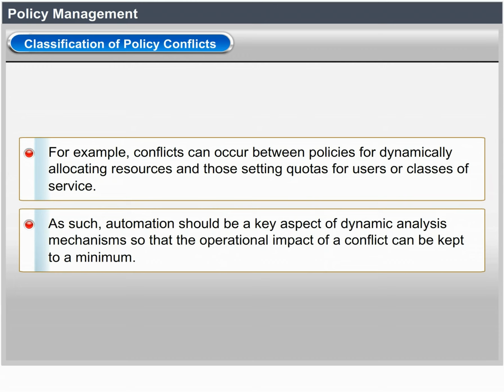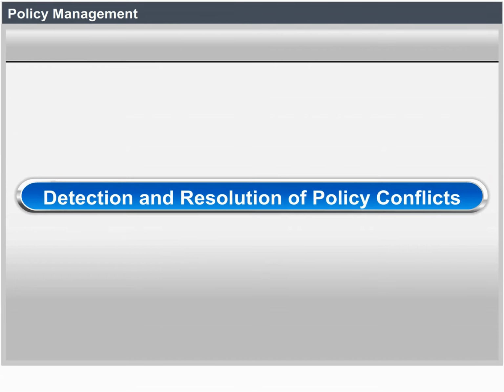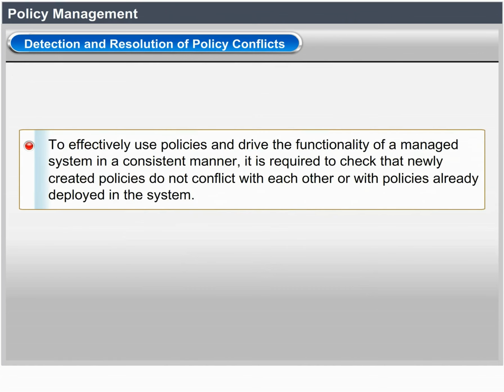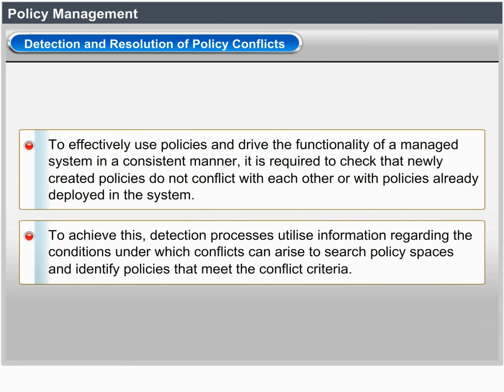Detection and resolution of policy conflicts. To effectively use policies and drive the functionality of a managed system in a consistent manner, it is necessary to check that newly created policies do not conflict with each other or with policies already deployed in the system. To achieve this, detection processes utilize information regarding the conditions under which conflicts can arise to search policy spaces and identify policies that meet the conflict criteria.